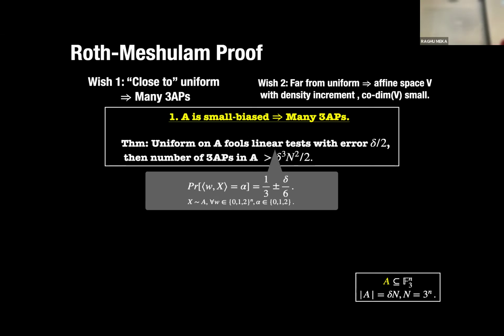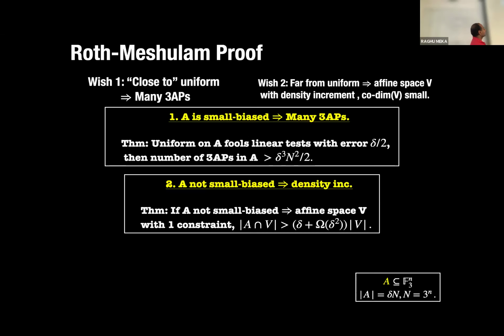Okay, so the first thing, it requires some Fourier analysis to show, but you can show that if the set is small bias, meaning it fools linear tests, then it must contain many 3APs. And that covers the wish one. Closeness to uniform means that it fools linear tests. The other case, when you're far from uniform, is almost immediate from the first definition.